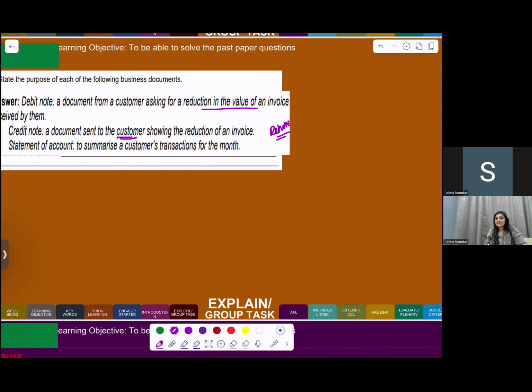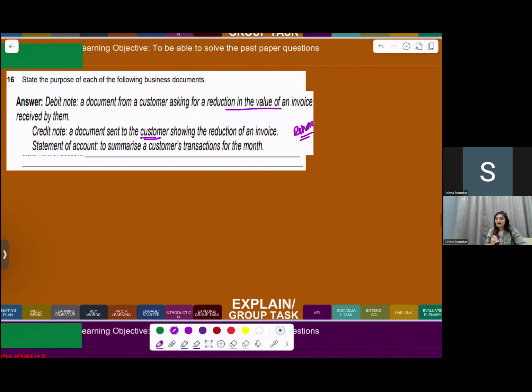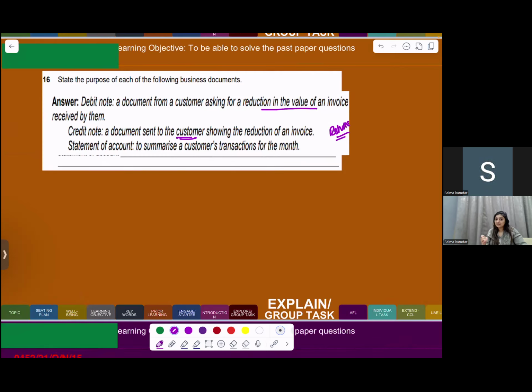Okay? And the statement of accounts, it is giving a summary of the transactions for the month issued by the supplier to the customer, giving him a summary of transactions for the month. Go through it, write it, then go to the next question.